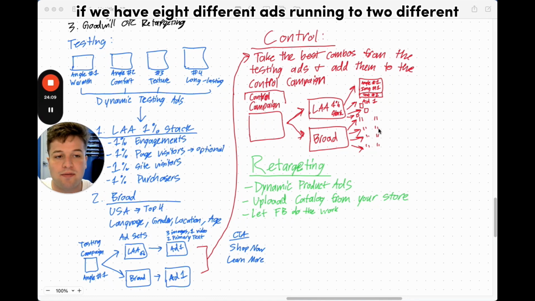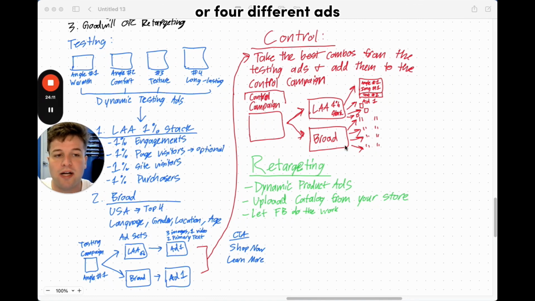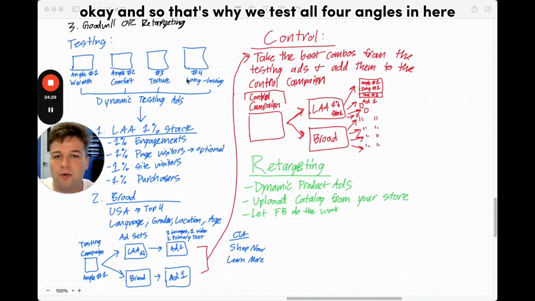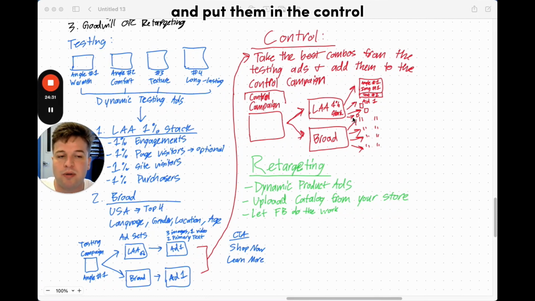If we have 4 different ads running to 2 different audiences, so 8 ads total, and they see ad image number 1, then they don't buy, but they click on it, Facebook is going to recognize that, and then they're going to show them ad number 3, let's say, or ad number 4, and maybe they're sold from that angle instead. Okay, and so that's why we test all 4 angles in here and get the best ones from each of them and put them in the control.